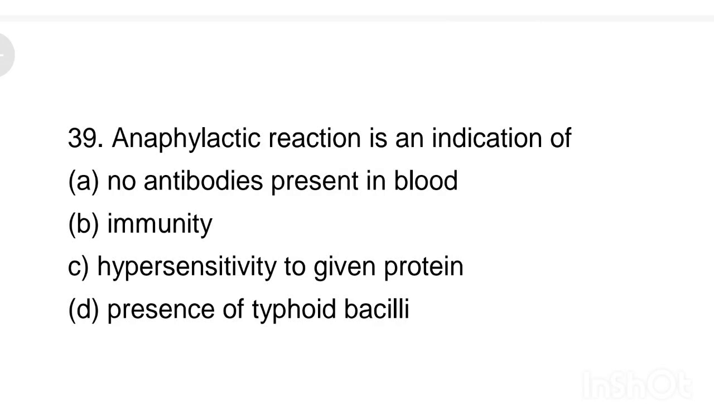Next question. Anaphylactic reaction is an indication of option A, no antibody present in blood, option B, immunity, option C, hypersensitivity to given protein, option D, presence of typhoid bacilli. Correct answer is option C, hypersensitivity to given protein.